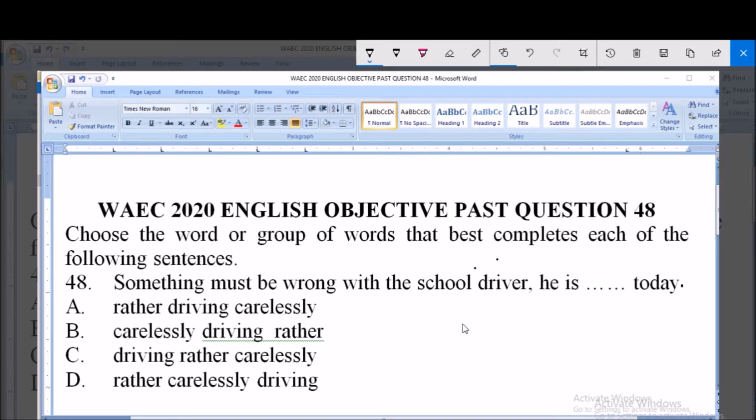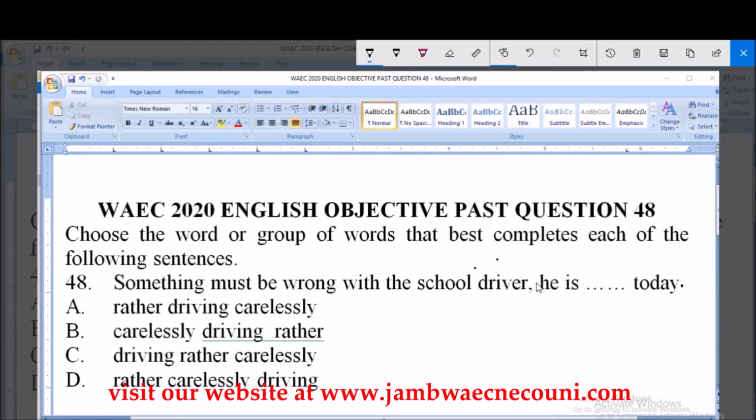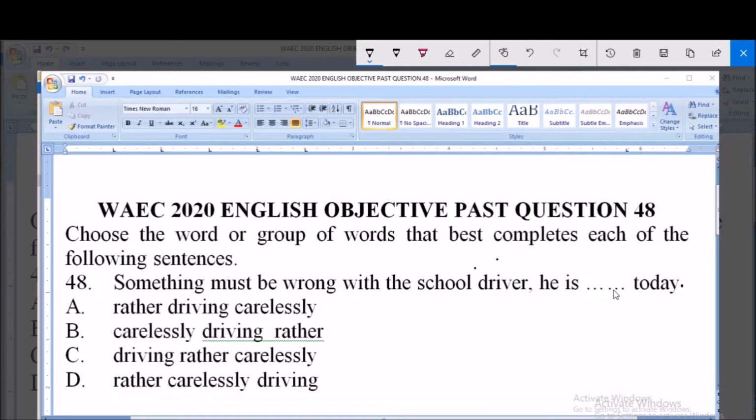So from "something" to "school driver" there is a comma, then "he is dashed today," then a full stop. So this is a sentence of two clauses, so we can call it a compound sentence, or compound statement. Something must be wrong with the school driver.